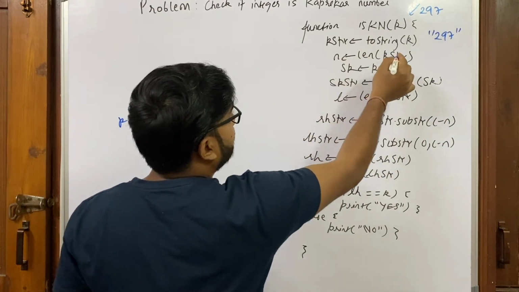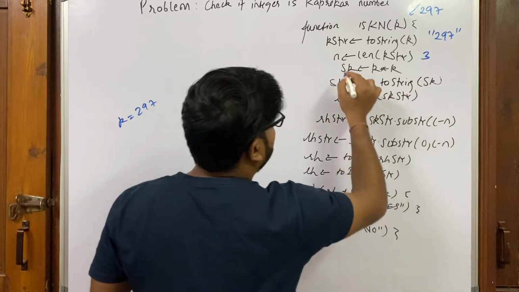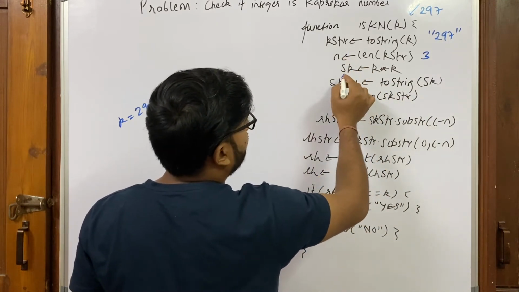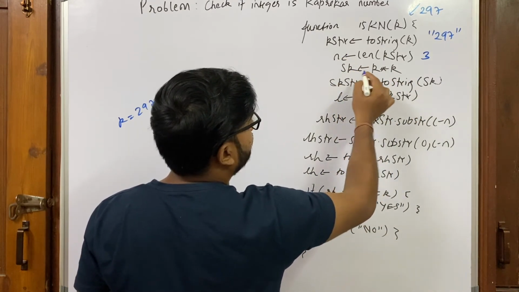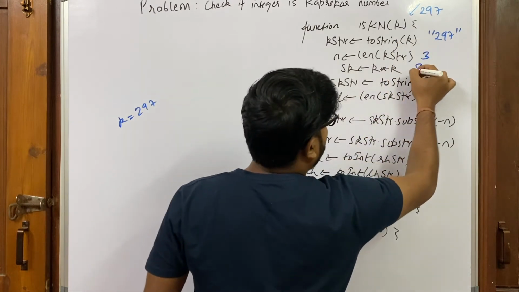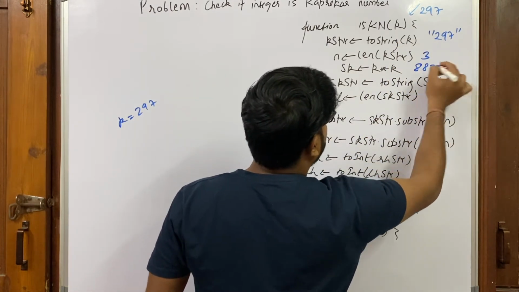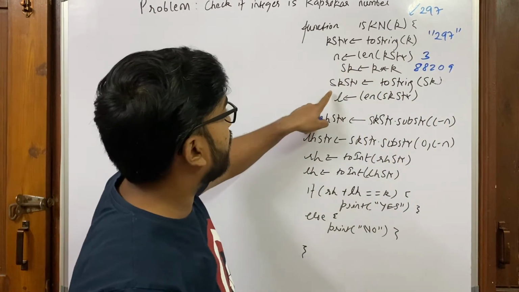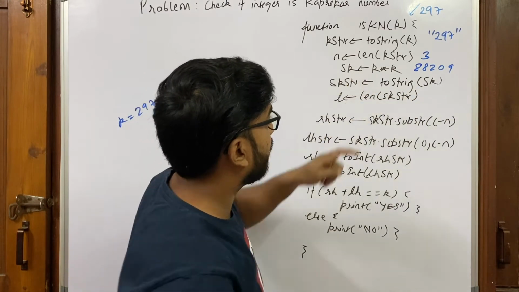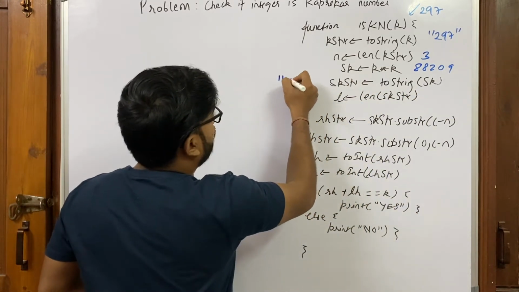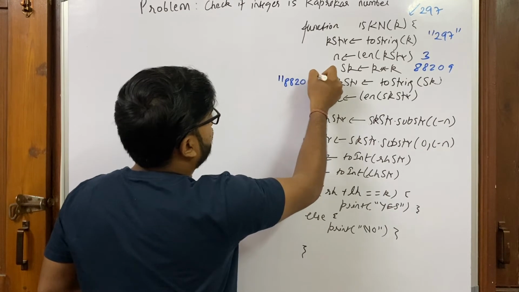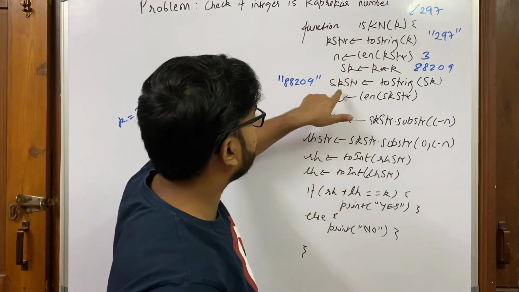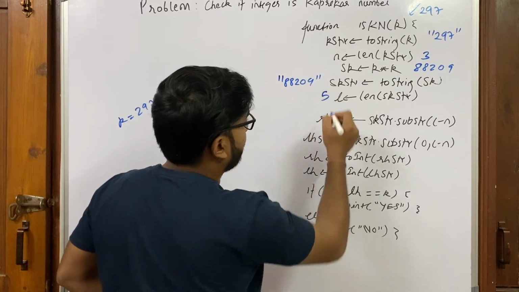n is the length of kStr, the length of this string, which is 3. n is an integer in this case. sk is the square of k. Squaring k you get 88209, an integer. skStr is the string of the square of k, so you get 88209 in a string. L is the length of this string, so L is 5.